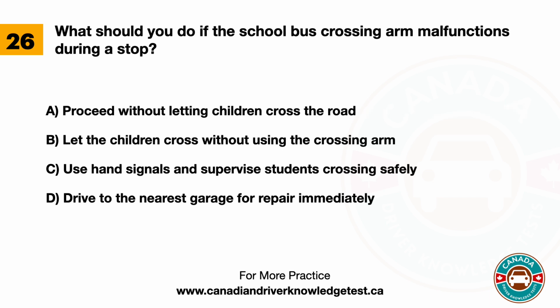Question 26. What should you do if the school bus crossing arm malfunctions during a stop? A. Proceed without letting children cross the road. B. Let the children cross without using the crossing arm. C. Use hand signals and supervise students crossing safely. D. Drive to the nearest garage for repair immediately. The answer is C. Use hand signals and supervise students crossing safely.